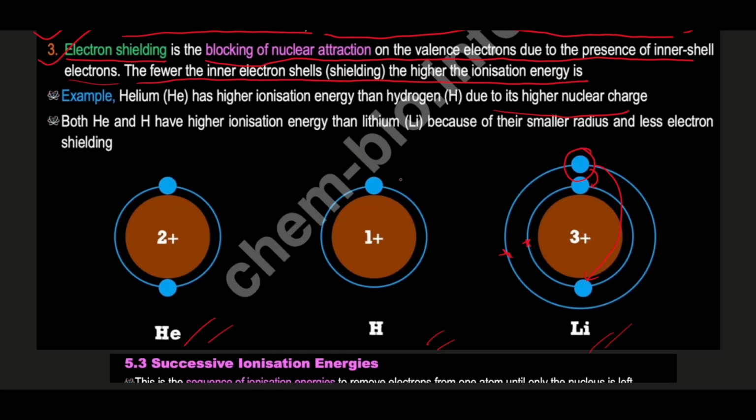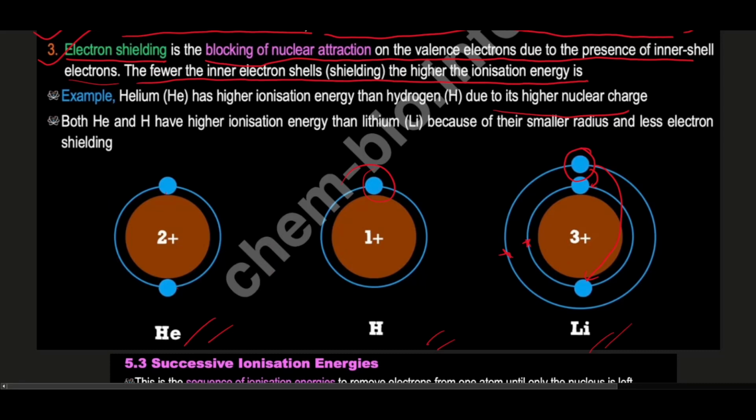Radius depends on the number of electrons, isn't it? Say for instance hydrogen, there is one electron. We know the first shell can accommodate up to what? Two electrons, isn't it? So the radius is the same. Is there any extra shell here? There is no extra shell. So how come the radius is increasing?